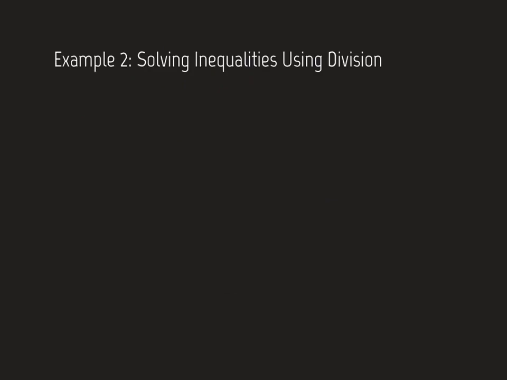Example 2, solving inequalities using division. So this one is just the opposite, and we'd have a problem that looks like this. 4n, or 4 times n, is greater than 32. So now we recognize that this is multiplication, and to get n by itself, I have to get rid of my 4. To get rid of 4, I divide it out, because 4 divided by 4 gives me 1.